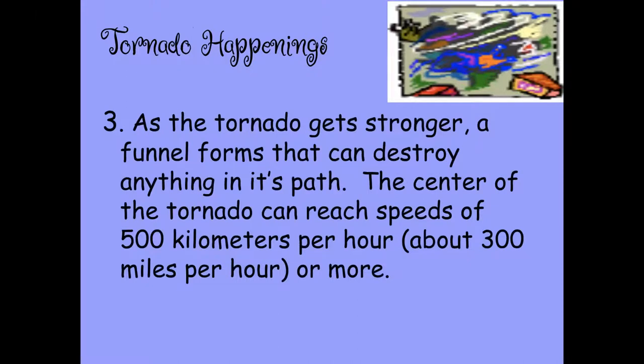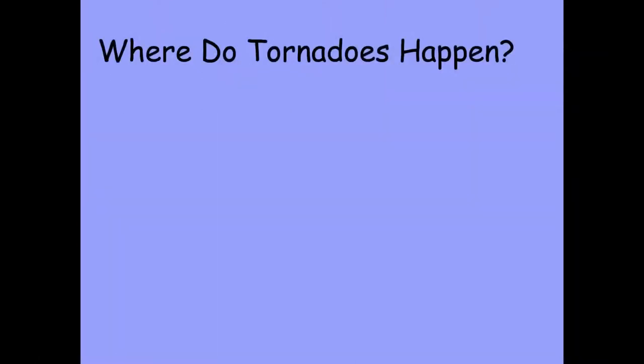As the tornado gets stronger, a funnel forms that can destroy anything in its path. The center of the tornado can reach speeds of 500 kilometers per hour, about 300 miles per hour or more. That's why they are considered to be the strongest storm in the world.